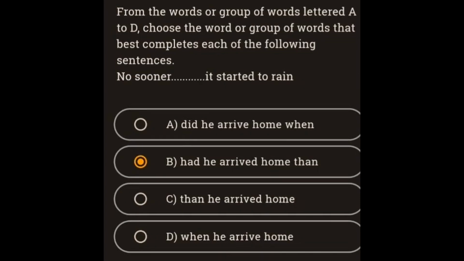For example, you have to examine what type of conjunction they are trying to test in that sentence. Look at the different aspects of the sentence. Is it a main clause trying to join to a subordinate clause, or two independent clauses trying to join together? Look at what is expected of you before you pick your answer. So here, your knowledge of correlative conjunctions is being tested. So, no sooner had he arrived home than it started to rain. That is the correct answer to that question.